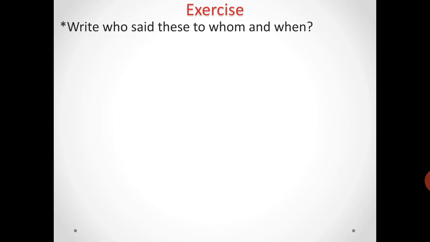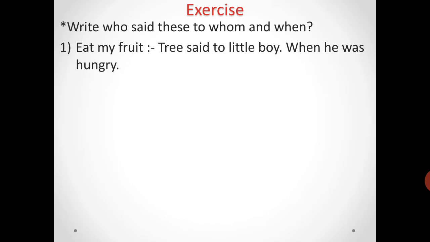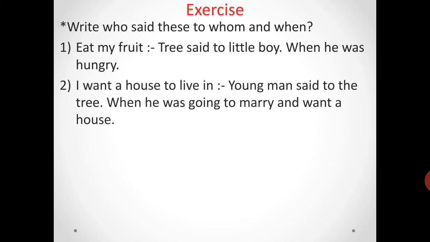Now, write who said these words to whom and when. "Eat my fruit." This sentence is said by the tree. The tree said to the boy when he was hungry. "I want a house to live in." The young man said to the tree when he was going to marry and wanted a house.